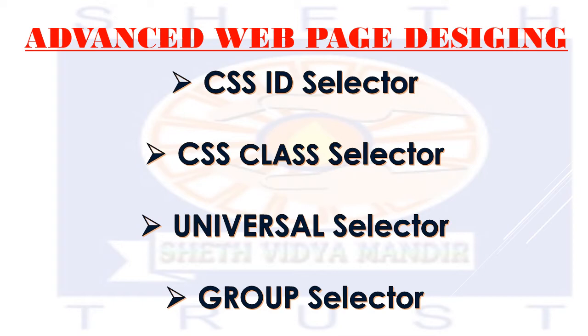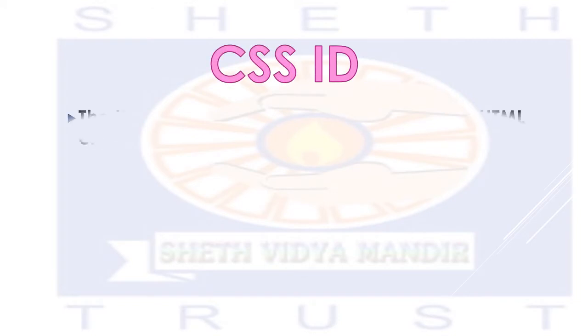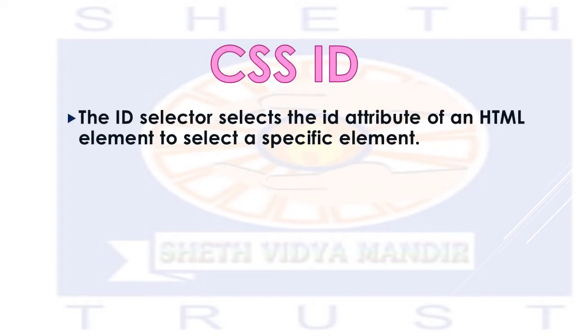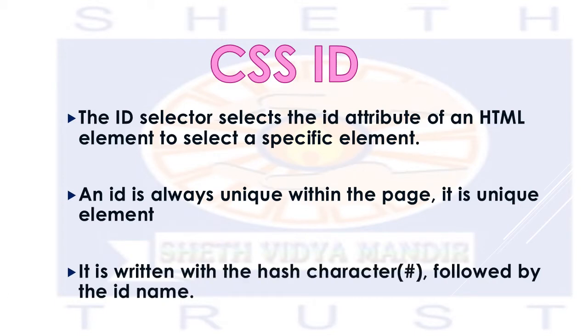Today we are going to study these topics: CSS ID selector, CSS class selector, universal selector and group selector. Here you are going to understand what we mean by CSS ID selectors. The ID selector selects the ID attribute of an HTML element to select a specific element. As I said, when we are studying HTML, we are studying the tags.